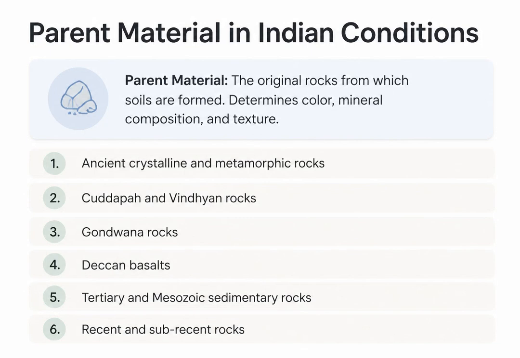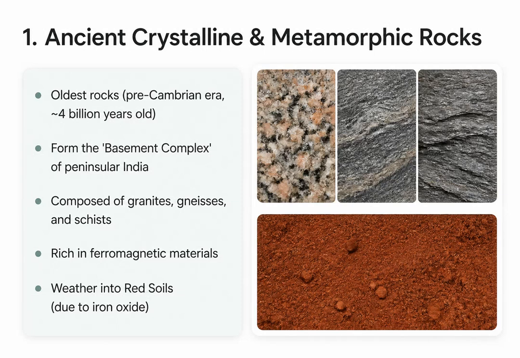Next is the parent material, the actual rocks from which the soils are formed. This base material usually dictates the soil's color, mineral composition, and texture, though intense climatic weathering can sometimes alter these physical properties. Surface rocks weather into fine grains, providing the foundation. In India, parent materials are broadly categorized into 6 types, ranging from ancient crystalline rocks to recent deposits. The first category includes the ancient crystalline and metamorphic rocks.